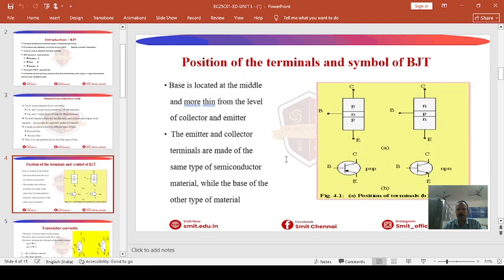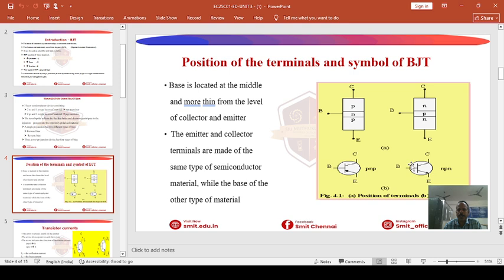The position of the terminals and the symbol of the BJT is depicted in the diagram. You see there are two diodes connected back to back, whether it is a PNP or an NPN transistor. If the arrow is pointing towards the base junction, then it is called PNP type. If it is pointing away from the junction, then it is called NPN type. So in the diagram, you can see the difference between the PNP and NPN.